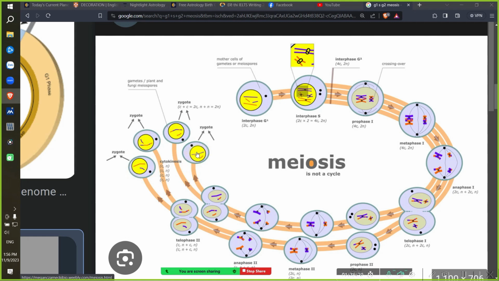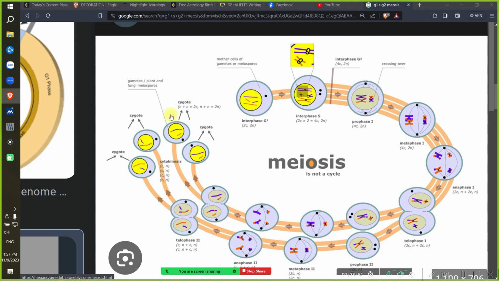Now the sister chromatids are called chromosomes now, okay? The sister chromatids are now called chromosomes. Renamed. So for male cells, it will become 4 sperm cells, okay? It becomes 4 male gametes, that is, the sperm.